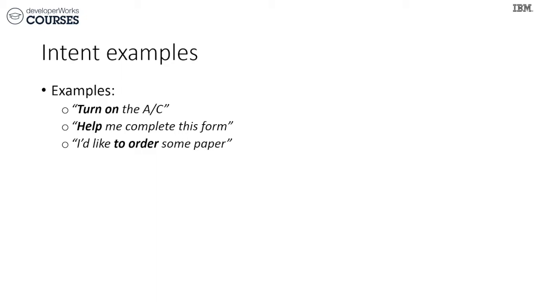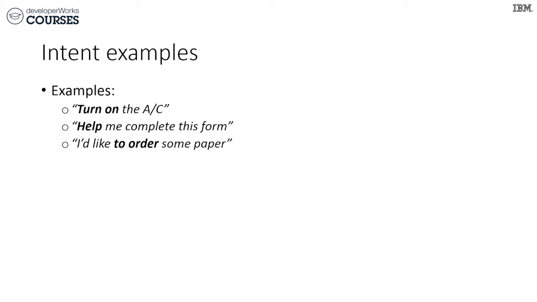The next example is more relevant to an online ordering system. If a user is having difficulty with the ordering system, they could say, "Help me complete this form," and get the assistance they need from an intelligent conversation bot. In this example, help is the intent because the user would like help in completing a form.